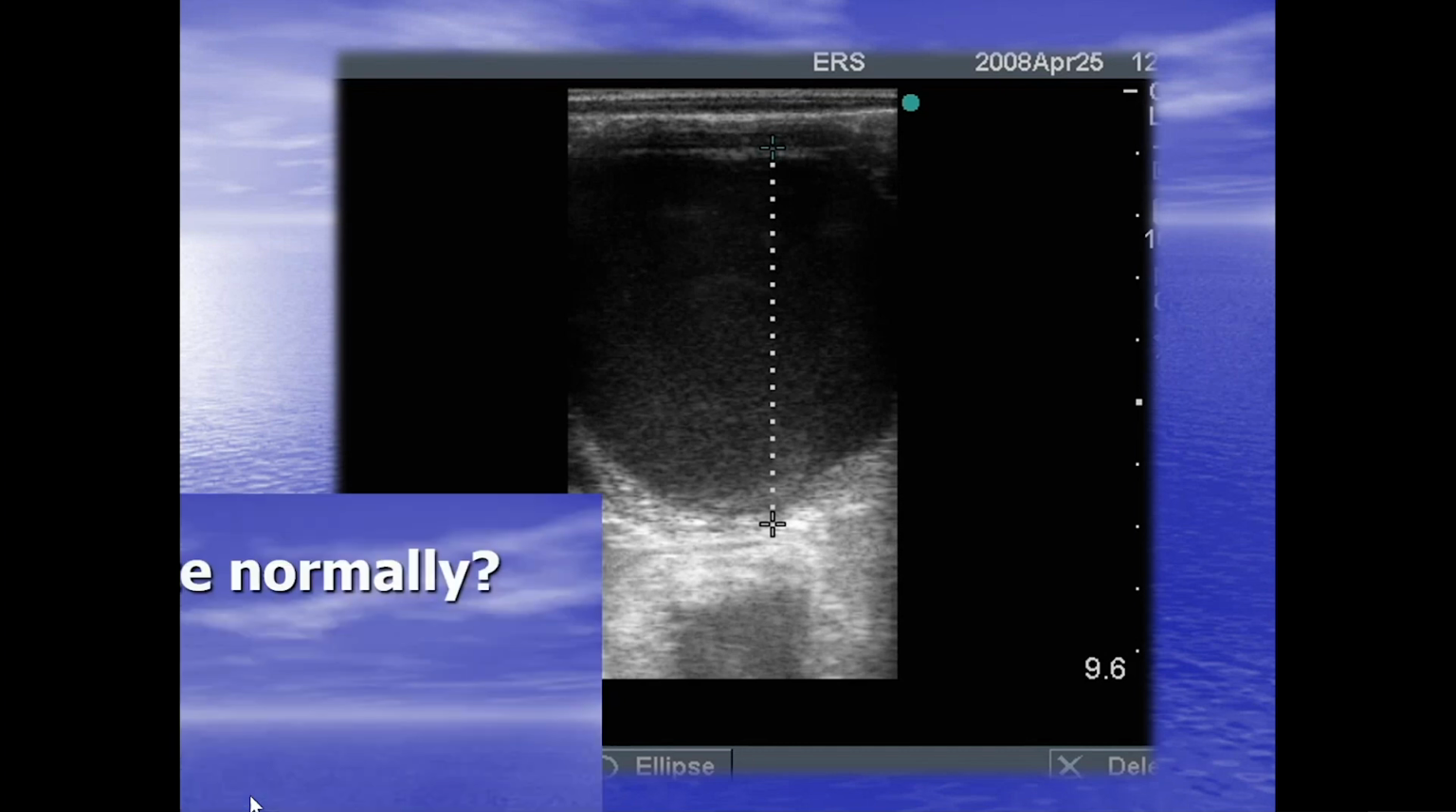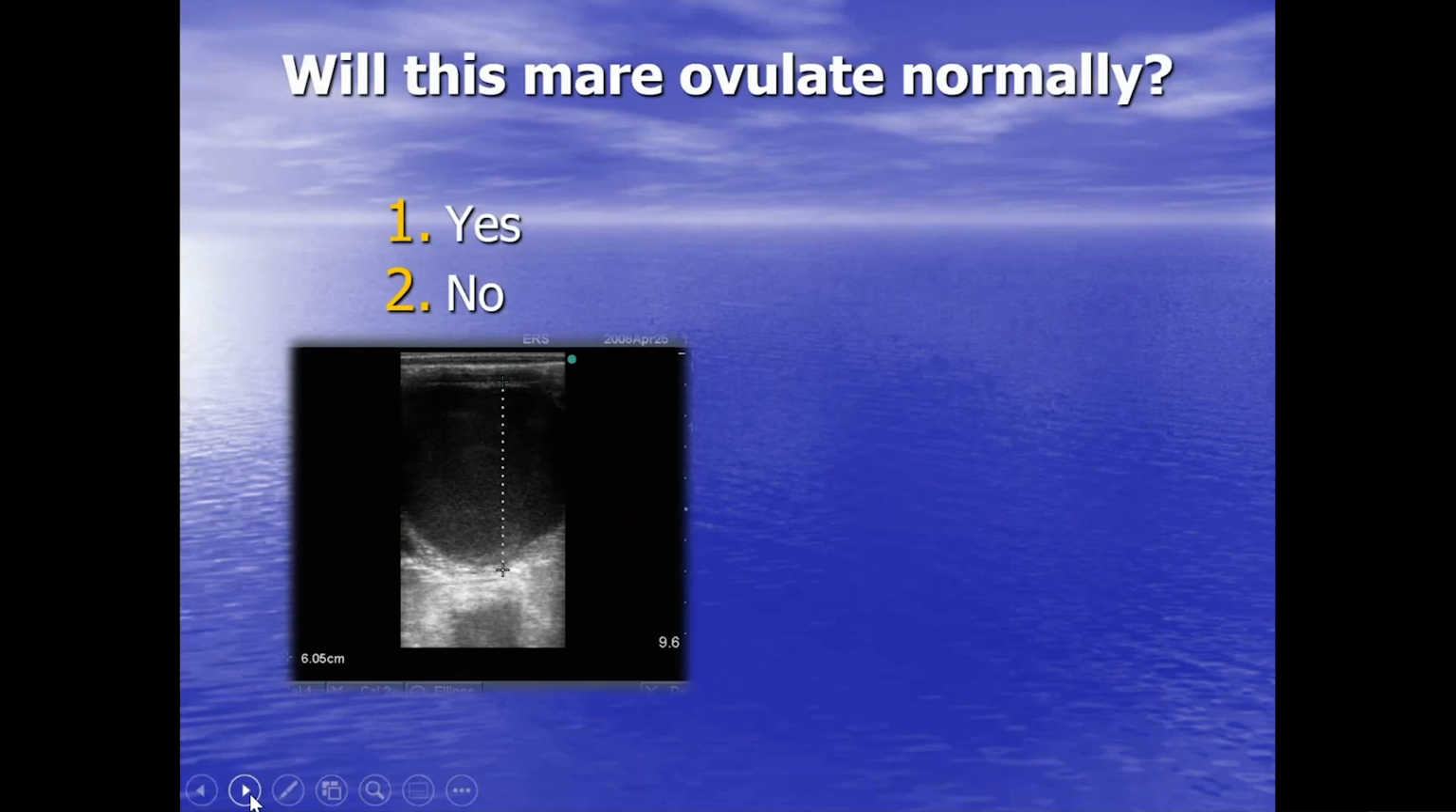So who amongst you thinks this mare will ovulate normally? What are your clues? Well, we've got a measurement there, look, 6.05 centimeters. What do we think of that as a follicular size for a thoroughbred mare? It's big. There's no doubt that's large. Is it abnormally large? Difficult to tell. It's unusually large. And it still is a pretty spherical shape to me, that follicle.